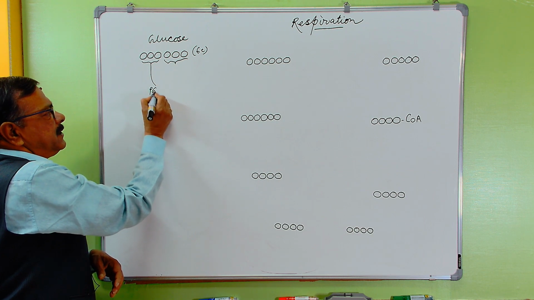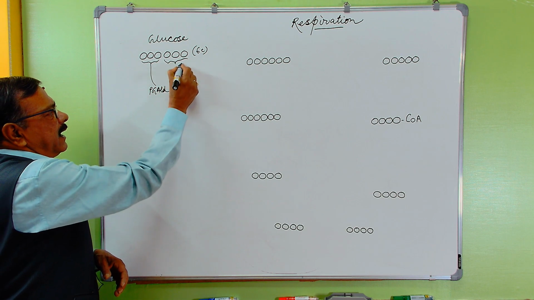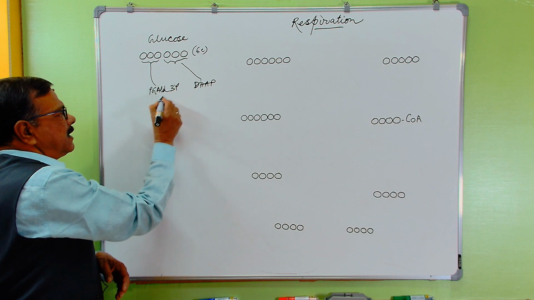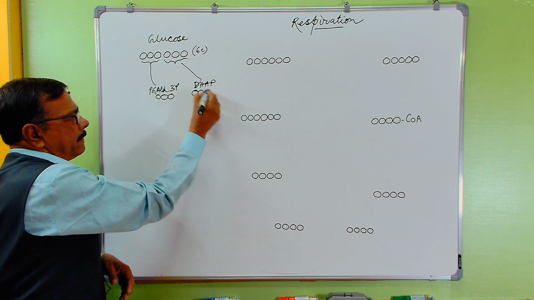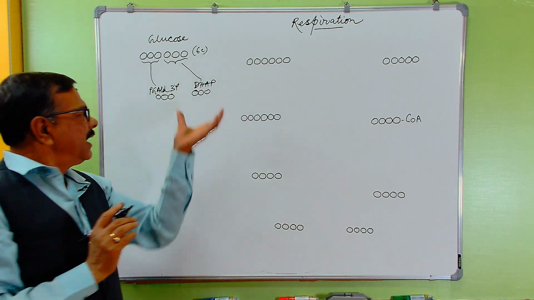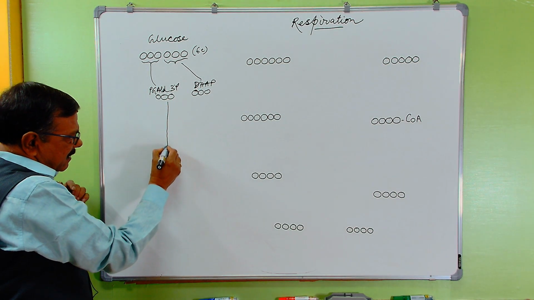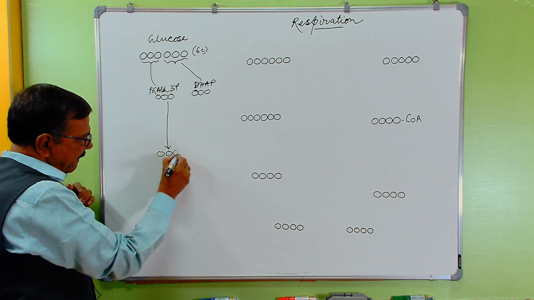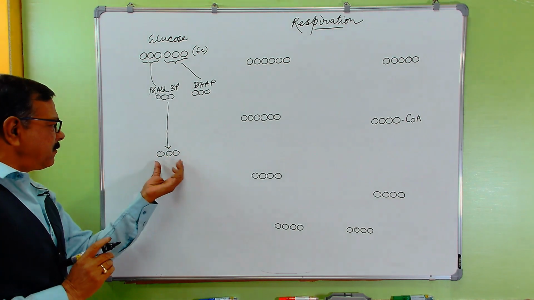So, we know that one is phosphoglyceraldehyde, PGALD 3-phosphate, and one is dihydroxyacetone phosphate. These are all 3 carbon each. Now further it has come to pyruvic acid. So this is pyruvic acid.